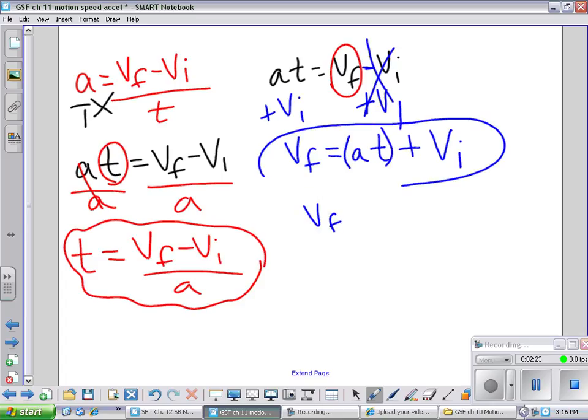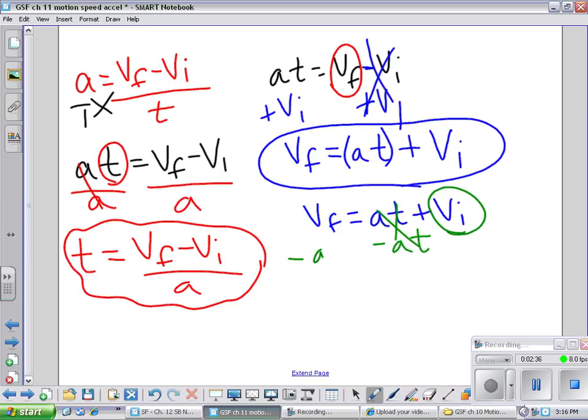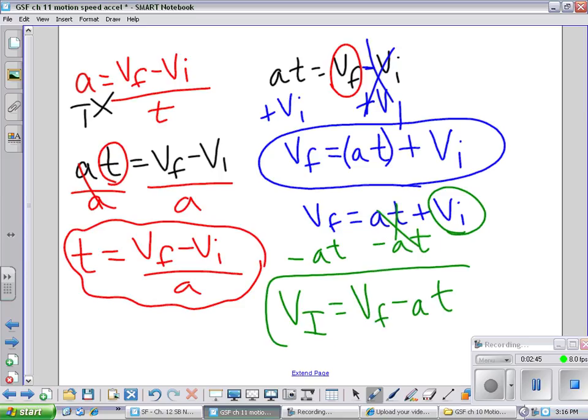Now, it's easiest to go from here to get vi. So if I want to solve for vi, since the at is added, you want to subtract the at. Anything you do to one side, you do to the other one. So vi, if I ask you to solve for initial velocity or starting velocity, it would be vf minus your a times your t. So I would just make sure you have these copied down, and you can just always refer back to them. I'm not going to make you guys memorize them. But these are going to be your formulas.